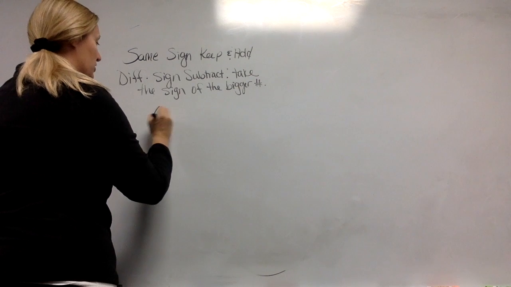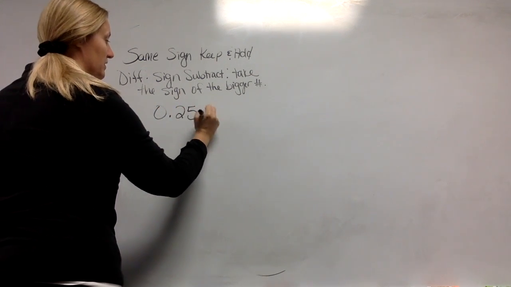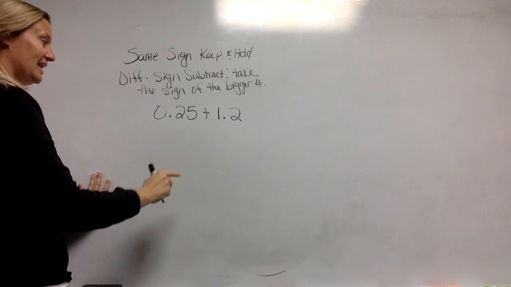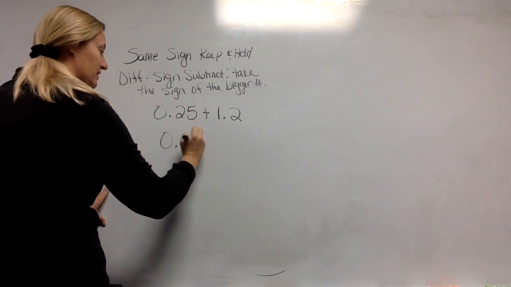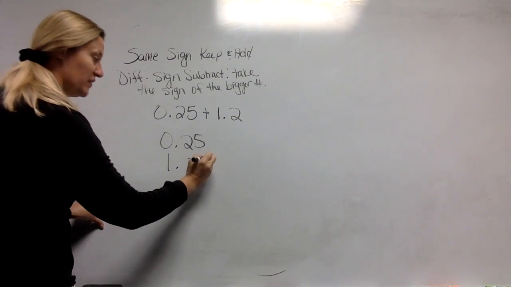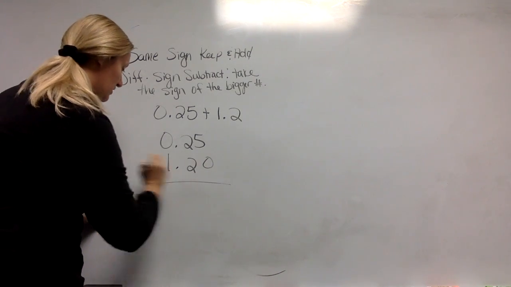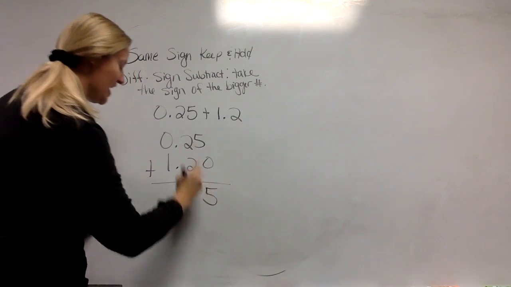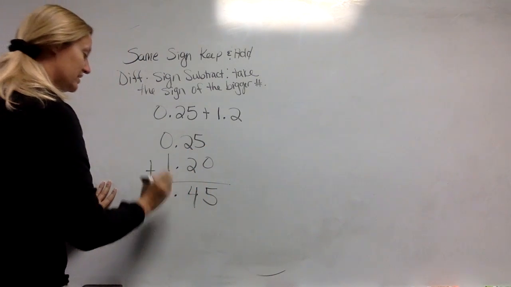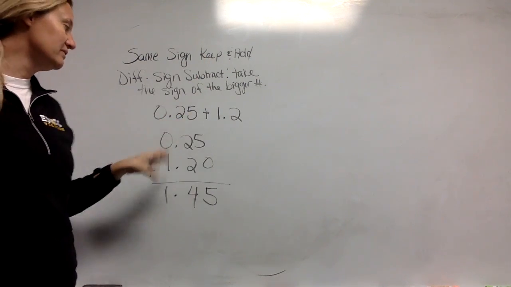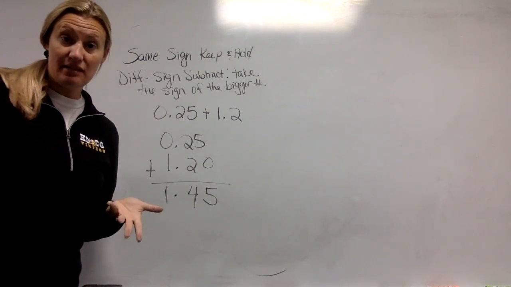Decimals. Remember when you are adding decimal numbers, the key to doing this is to line up your decimal points. And if you have a blank on the end, you fill that in with a 0. You drop your decimal point, and now you just add. 5 plus 0 is 5. 2 plus 2 is 4. 0 plus 1 is 1. And this would be a same sign, keep and add. They're both positive, so I just add them and I keep it positive. Okay?